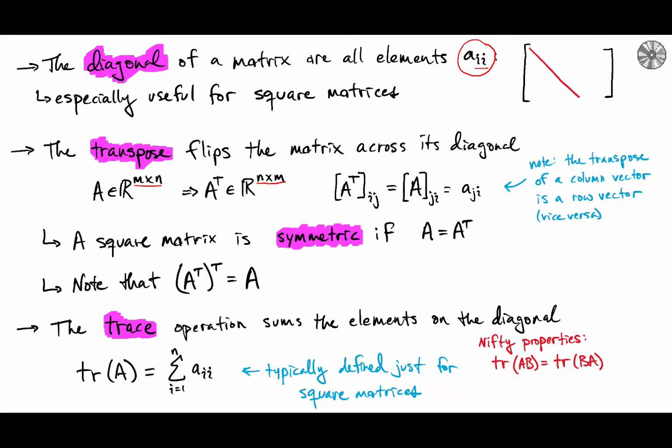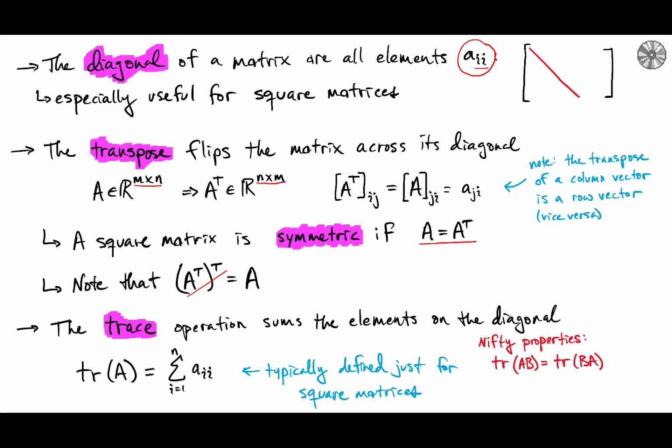We can talk about a square matrix being symmetric if the matrix is equal to its transpose, that means after you flip it, it's the same matrix. And so no matter if it's symmetric or not, if you flip a matrix twice, you take the transpose twice, then you get the same matrix back.